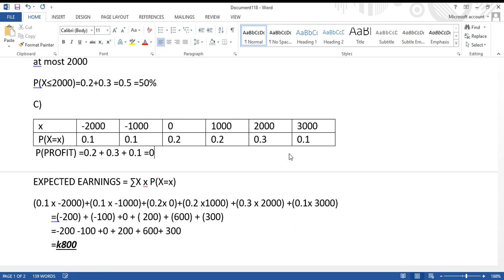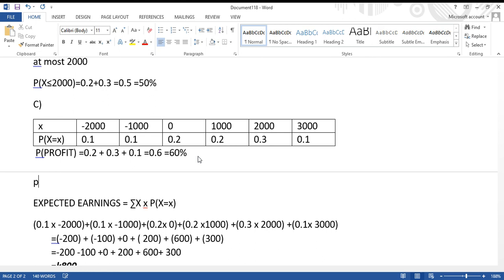Right? So the probability of making a profit is 60%. The probability of breaking even, this zero means break even, no profit, no loss, is 20%, and the probability of a loss is 20%. So it looks like it can be a good venture to go in.